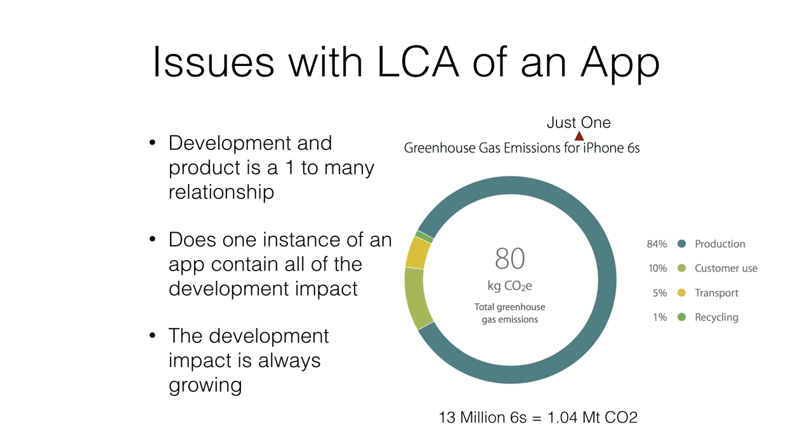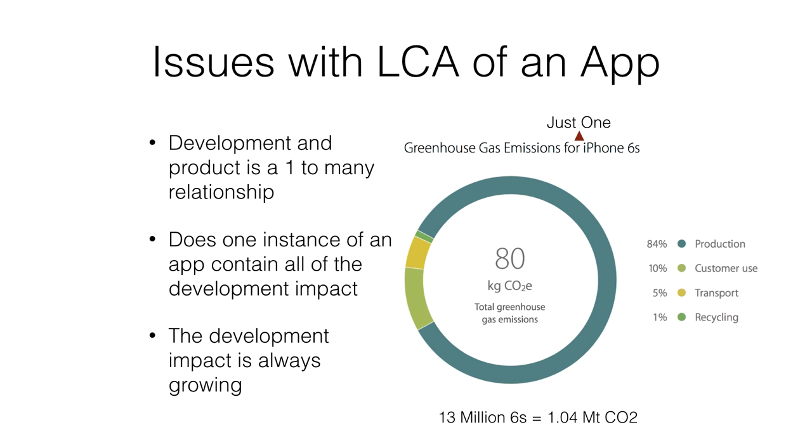So as I was doing this, I found a few interesting things with the application of the LCA to an app. With development and apps, with a normal product you make it, you sell it. It has a definite production impact. But with an app, you have one production and then you could just spew out as many of those as you like, as many as people want to download. So allocating the development impact is really hard. Do you divide it by the number of users, or does that impact belong to every user?